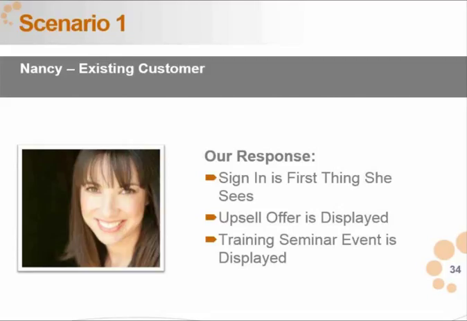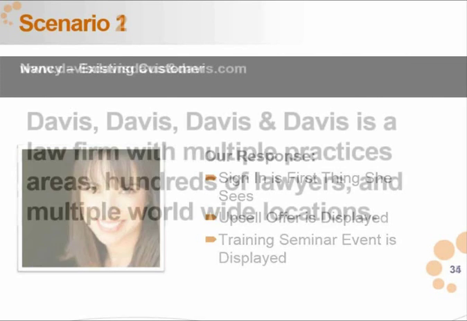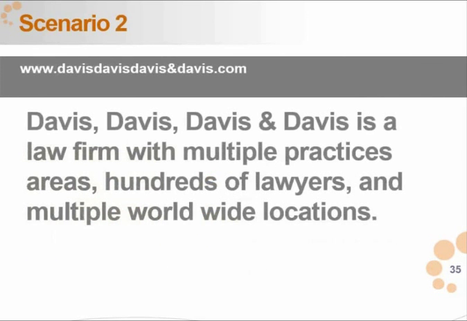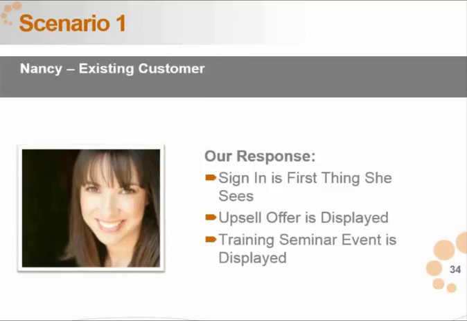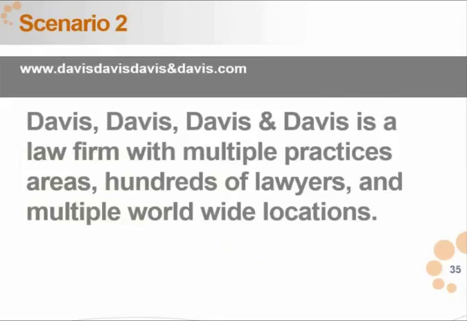So in this scenario, we've got three different personas who are at different points in the buying life cycle, and we've addressed them in three different ways. I'm going to quickly go through one more scenario, because I want to make sure that we have time for question and answer at the end. And that's going to be Davis, Davis, Davis, and Davis.